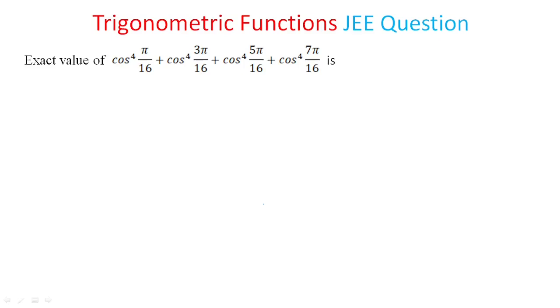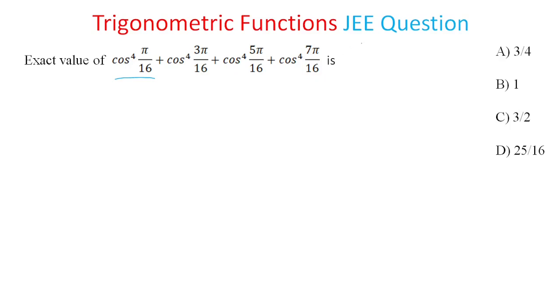In this video, we are going to solve a JEE question on trigonometric functions. The question is cos⁴(π/16) + cos⁴(3π/16) + cos⁴(5π/16) + cos⁴(7π/16). What is its exact value? We are given the 4 options here.